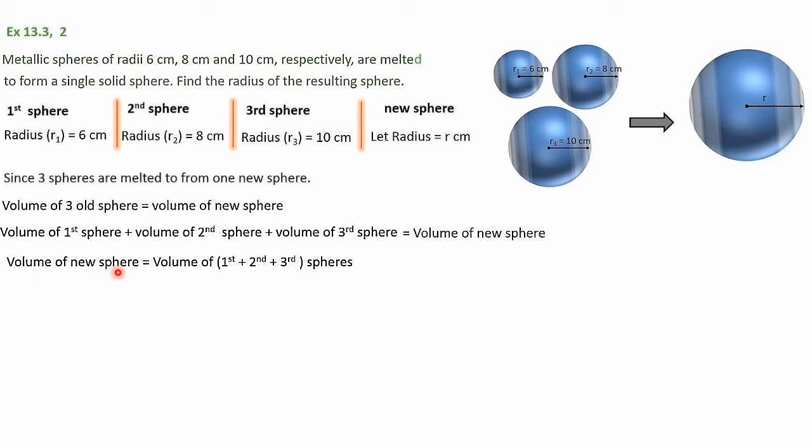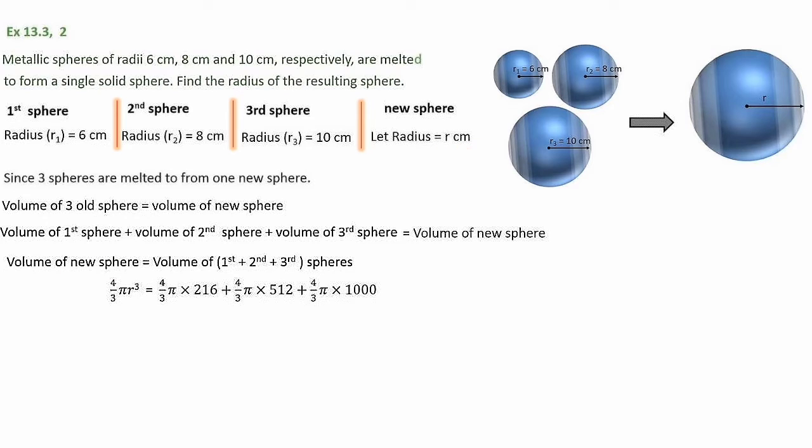So volume of the sphere, we know the formula: volume of the sphere is 4 by 3 pi r cube. Here, we are rearranging this statement, because this is what we have learned, but for our calculation purpose we will go for a little bit of rearrangement so that it will be easy for us to find the answer. So volume of the new sphere is equal to volume of the first, second, and third spheres together. That is equal to the volume of the new sphere. We know the radius is R.